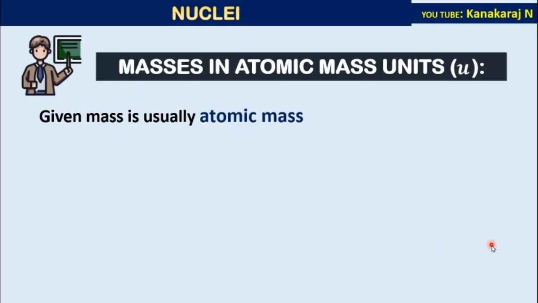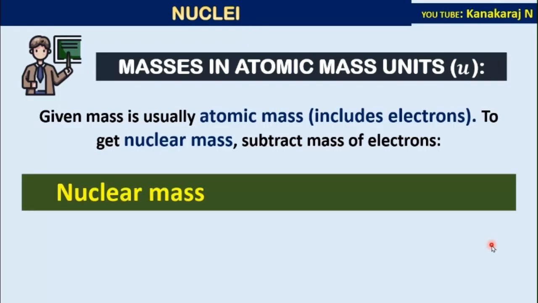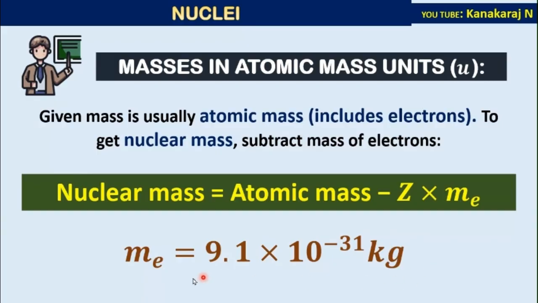The given mass is usually the atomic mass, which includes electrons. To get the nuclear mass, subtract the mass of the electrons. So nuclear mass equals atomic mass minus Z times the mass of the electron. The mass of the electron, Me, is 9.1 multiplied by 10 power minus 31 kg.